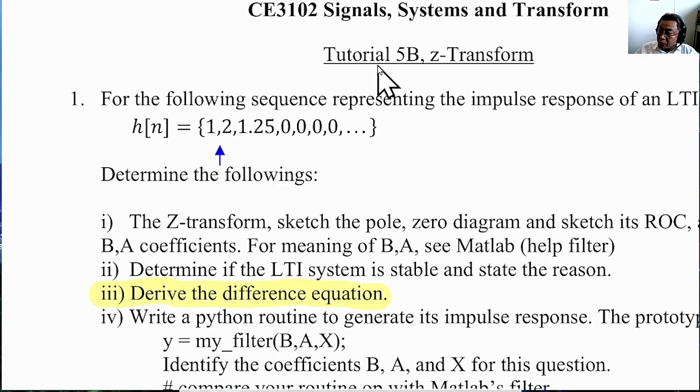Let's continue with tutorial 5b, question 1, part 3. In this part, we are asked to derive the difference equation. The only information we are given is again the impulse response. And remember, this impulse response is a finite impulse response because you only have 3 values, and after that the rest are 0. Let's see how we can answer this question.